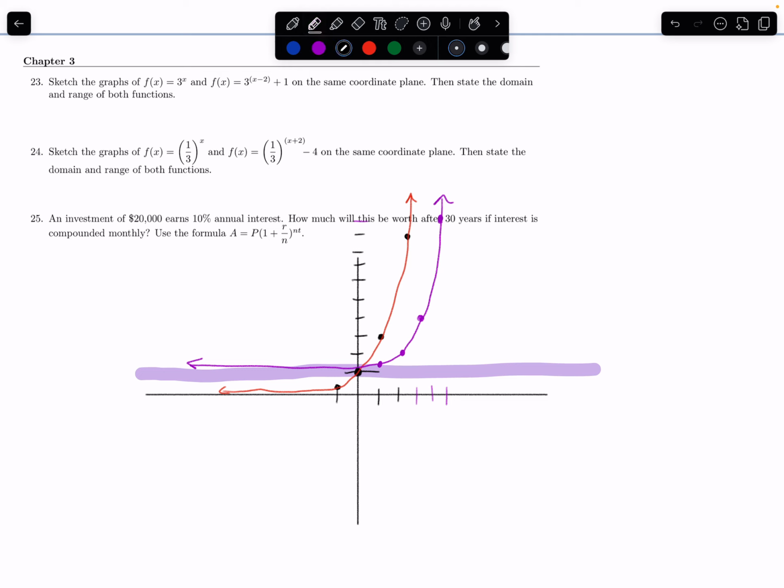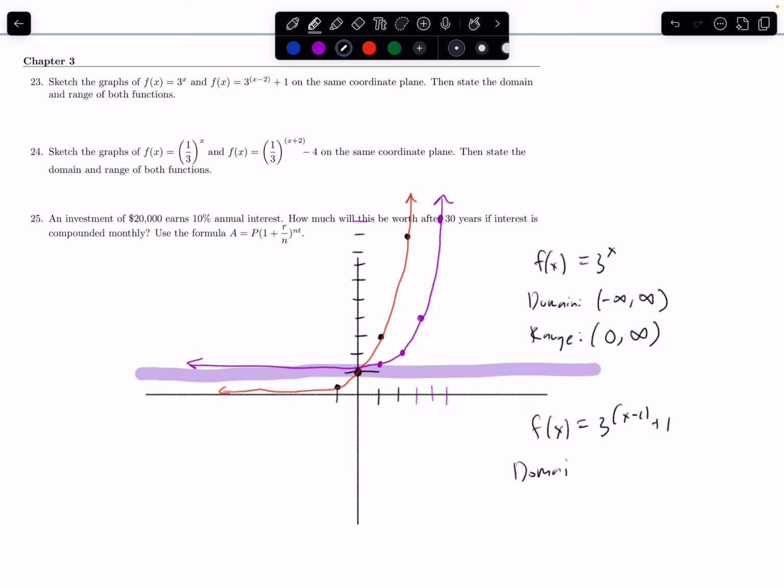Now let's state the domain and range. So let's start with f(x) = 3^x first. The domain is everything, right? You can take any x value. And then the range, well, you never quite get to 0, but you go anywhere as high as you want, so 0 to infinity.